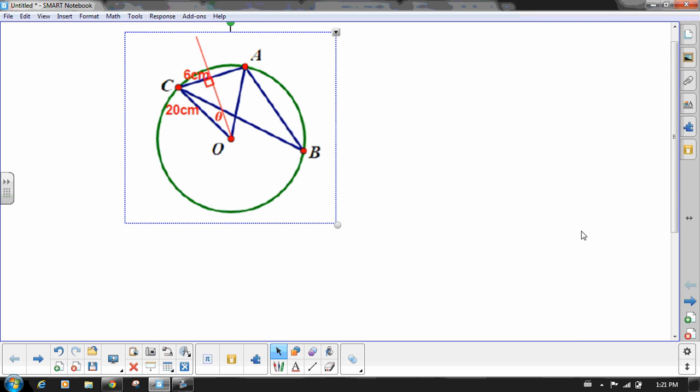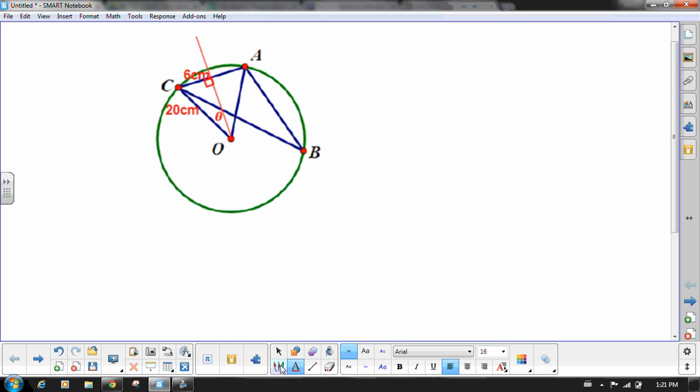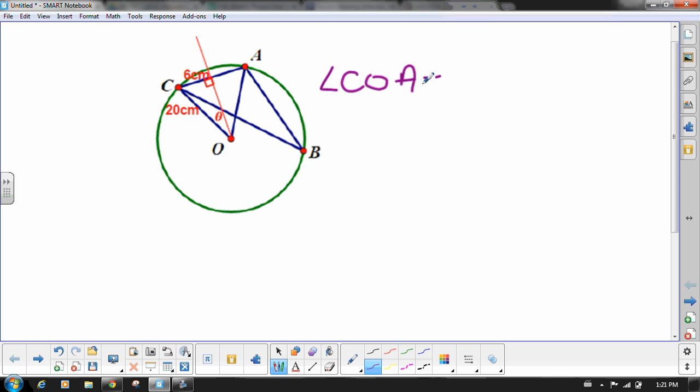In order to solve this question, we need to use the whole idea that angle COA, we call that a central angle. So angle COA, it's a central angle because it's made off of the radius. So angle COA is going to equal 2 times angle ABC.